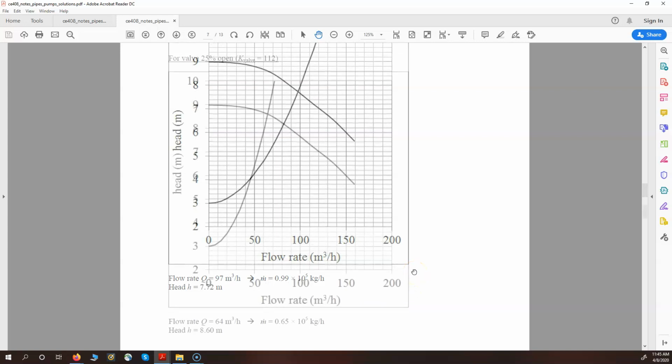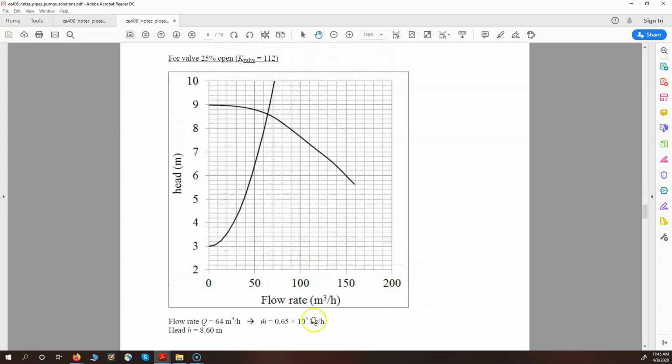Yet another case. Third case we want to consider, what if the valve is more choked off, only 25% open, then the system curve is even higher, need even more head to force the fluid through that even more choked off valve. So the system curve has changed.